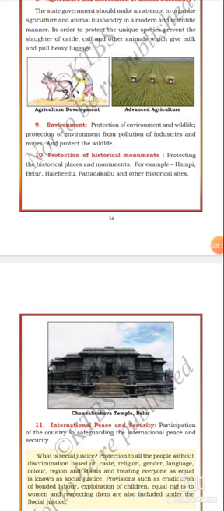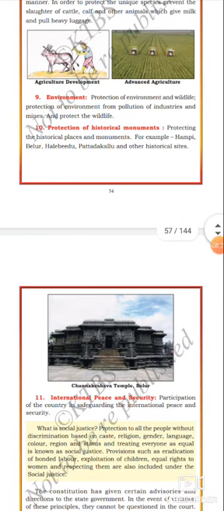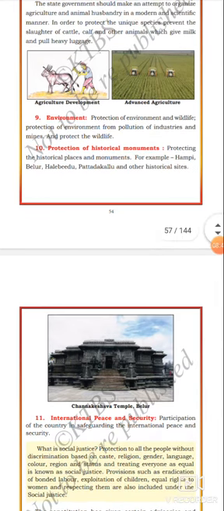The ninth point is protection of environment and wildlife. Protection of environment from pollution of industries and mines, and protection of wildlife. Listen, the directive principles of state policy include protecting the environment from industries and mines. Got it? Mining means extraction of minerals from the earth.